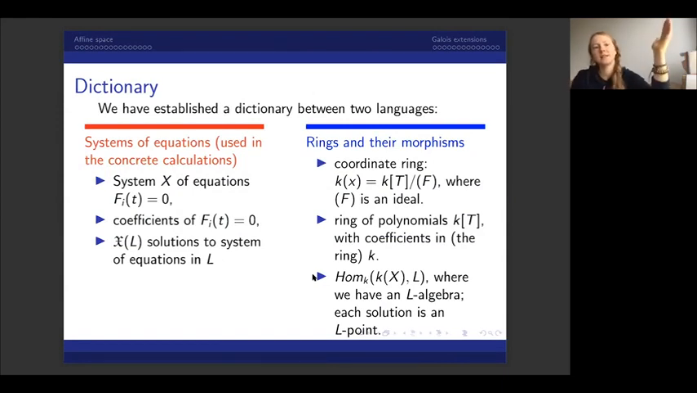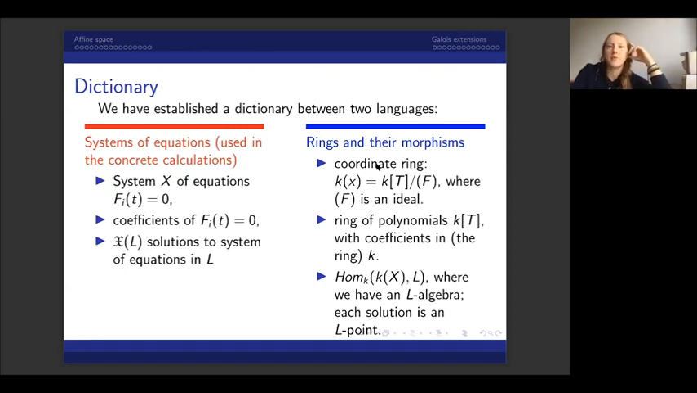So in red, you have a system of equations, which is used in very concrete calculations. And so you have a system X of equations verifying fi of t equals 0. You have some coefficients in some given ring, and you have the solutions in some K-algebra called L. And now, if you want to go to the language of schemes and things like that, you have to establish a dictionary as follows.